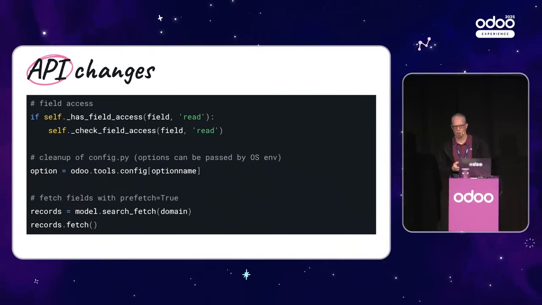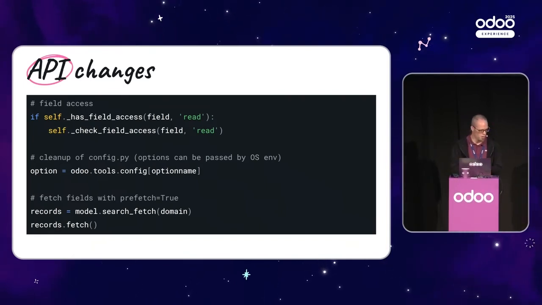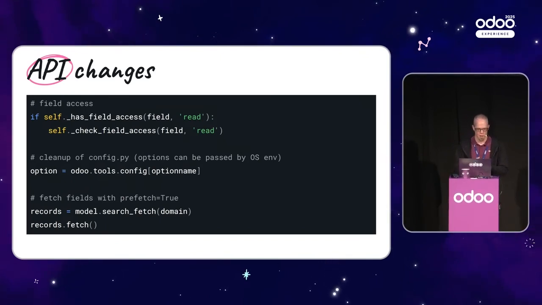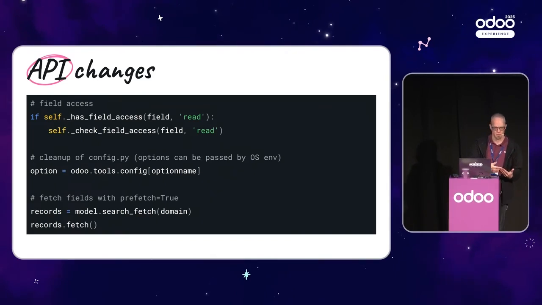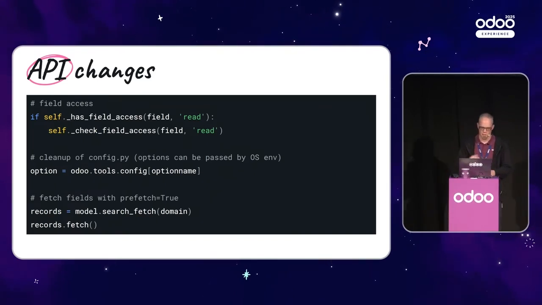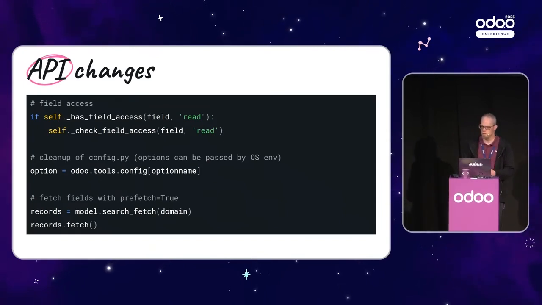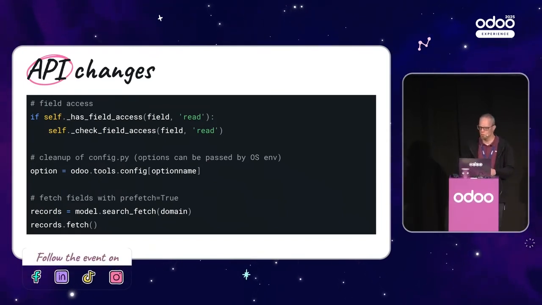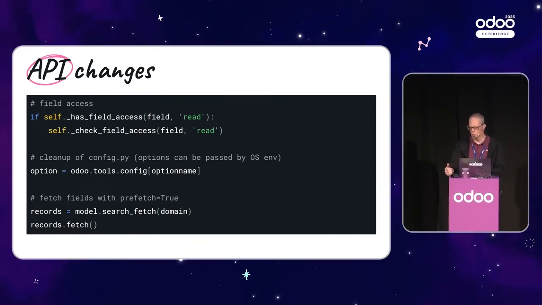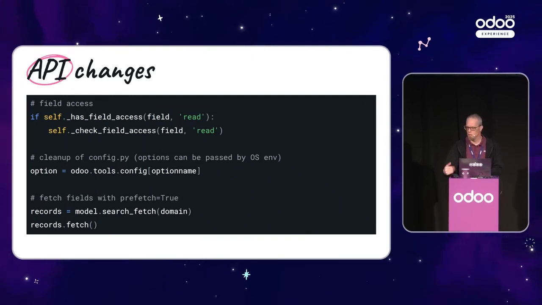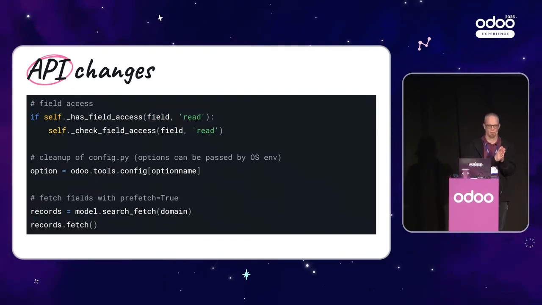There's been some cleaning up of the configuration, the config parameters. We've essentially simplified the stuff, and you can now use operating system environment variables to pass in some options. Essentially, they end up in odoo.tools.config. That makes it much easier to pass some options, like launching the server by enabling a profiler to profile its performance, for instance.